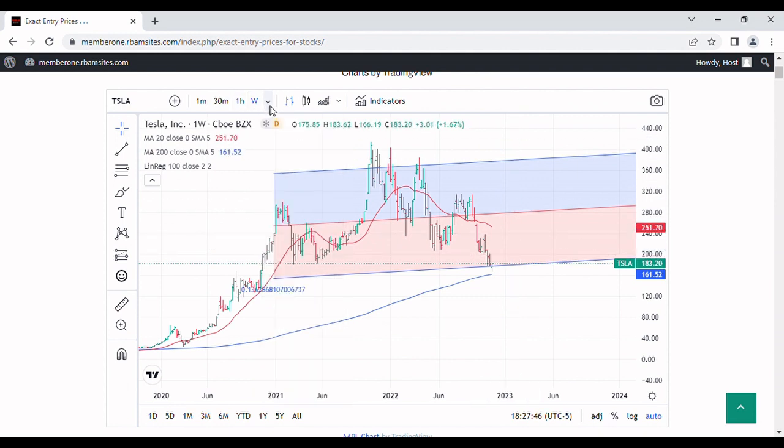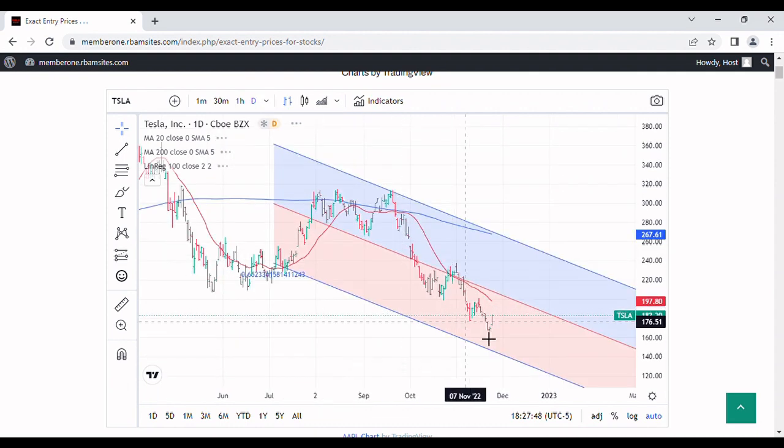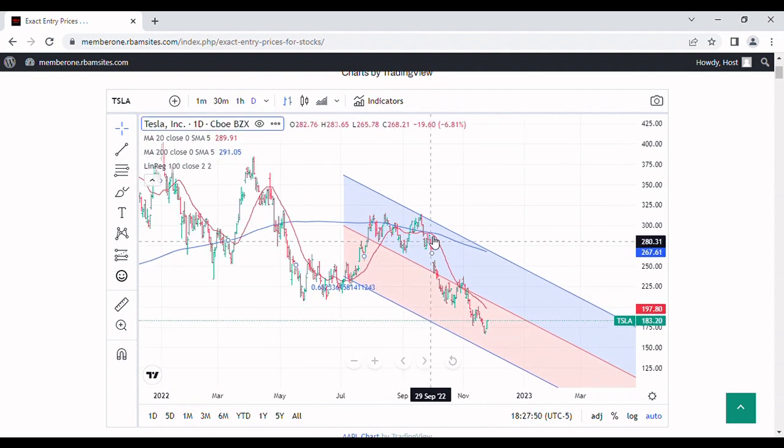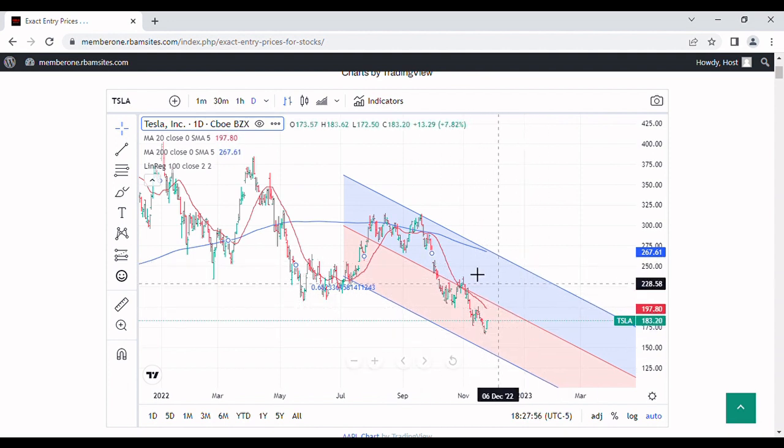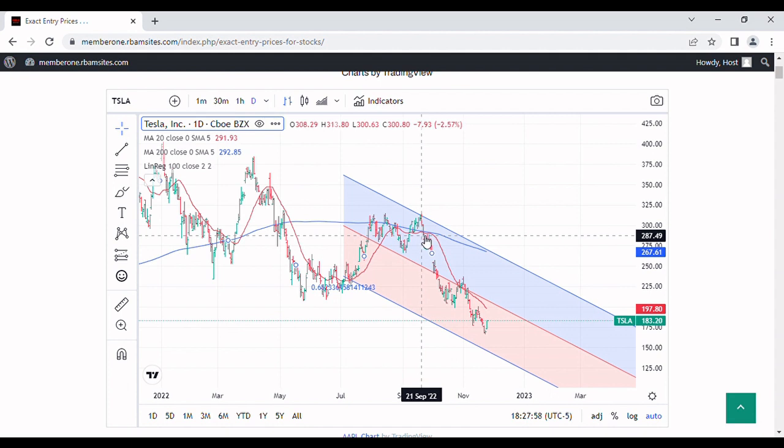Now let's go to the daily real quick and see what this channel looks like here. We can see that this is the same 100 bar, in this case day, 100-day regression channel. We can see that it had decent respect for it here, but keep in mind this is all in hindsight because this wouldn't have looked like this necessarily. But we can see it respected it here, it respected it here.